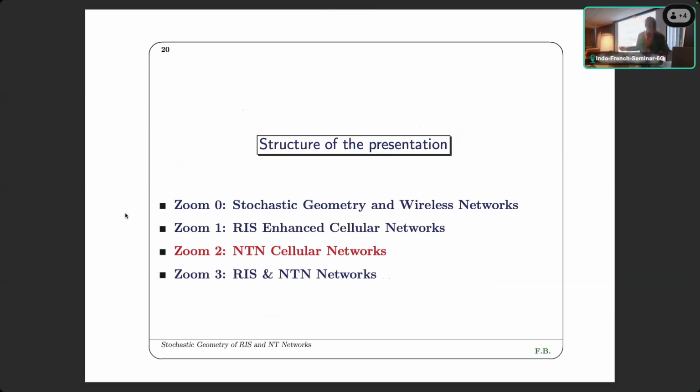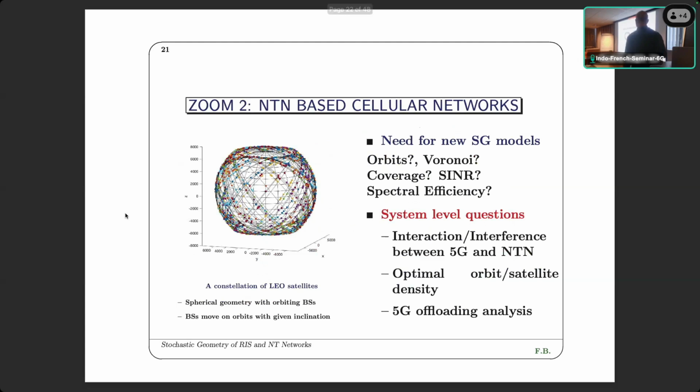Okay, let me move to Zoom 2. So we'll be fast on that because I want to cover the third. Okay, so these are NTN based cellular networks. So this is a constellation. You see on the left a constellation of low Earth orbit satellites, with the orbits. These orbital planes have an inclination, like in the Starlink project or constellations. And the BS move on the orbit, with an orbit having a given inclination.